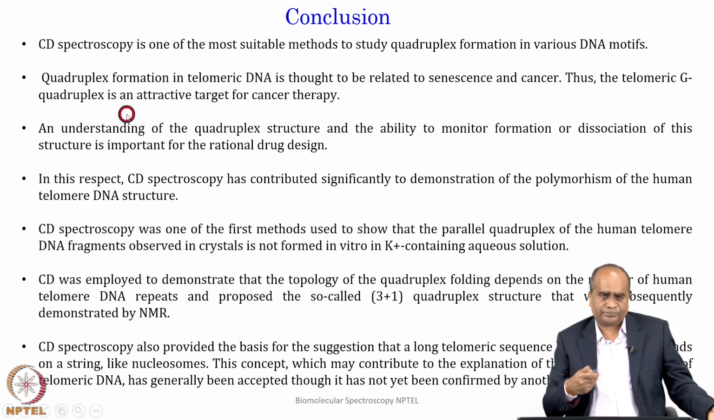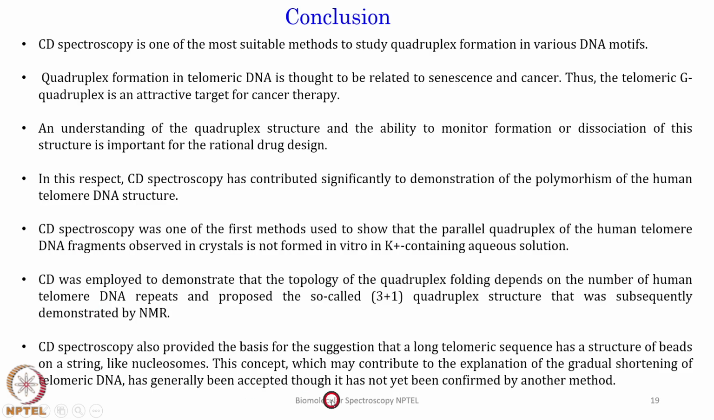So, what we can say is that CD contributed significantly to demonstrating the polymorphism of human telomere structure, the presence of G-quadruplex, and CD is very useful for all of this. CD was one of the first methods that showed that the parallel quadruplex of the human telomere DNA fragment that was observed in crystal was not formed in vitro. And CD can be employed to demonstrate the topology of the quadruplex. Folding depends upon the number of telomeres that we have. This is the so-called 3+1 quadruplex structure.